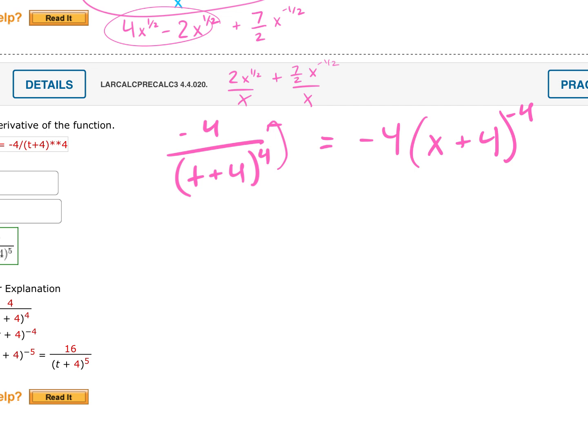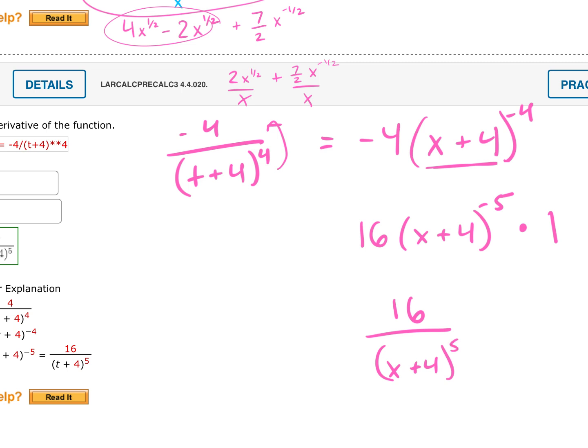So when we do chain rule, we would get 16 times x plus 4 to the power of negative 5. Then multiply it times the derivative of the inside. What's the derivative of the inside? 1. Don't forget, when you do the chain rule, multiply it by the derivative of the inside. On the last test that we had, a lot of people forgot that with the chain rule. So we'd get 16 over x plus 4 to the 5th power.